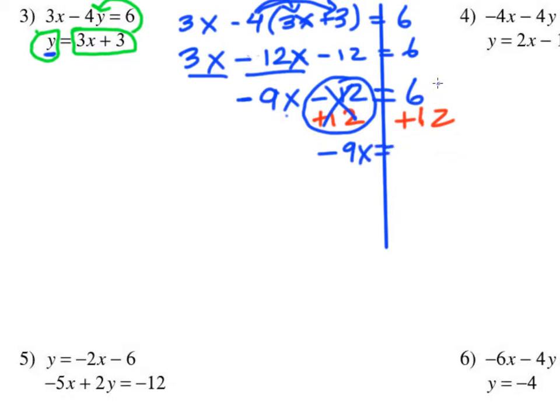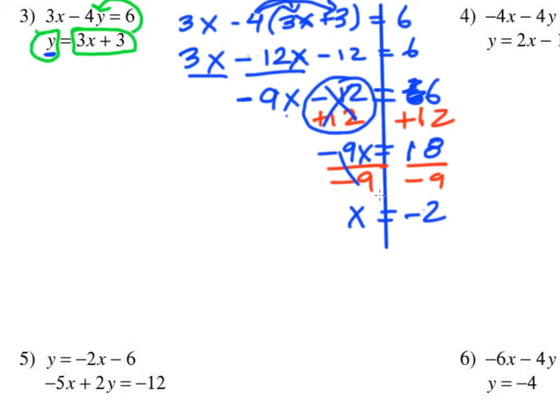All right, how do I get this x by itself? Again, I divide by negative 9. That makes a 1 over here. Negative over negative makes a positive. So x equals 18 divided by 9 is 2. And we have a negative, so x equals negative 2.